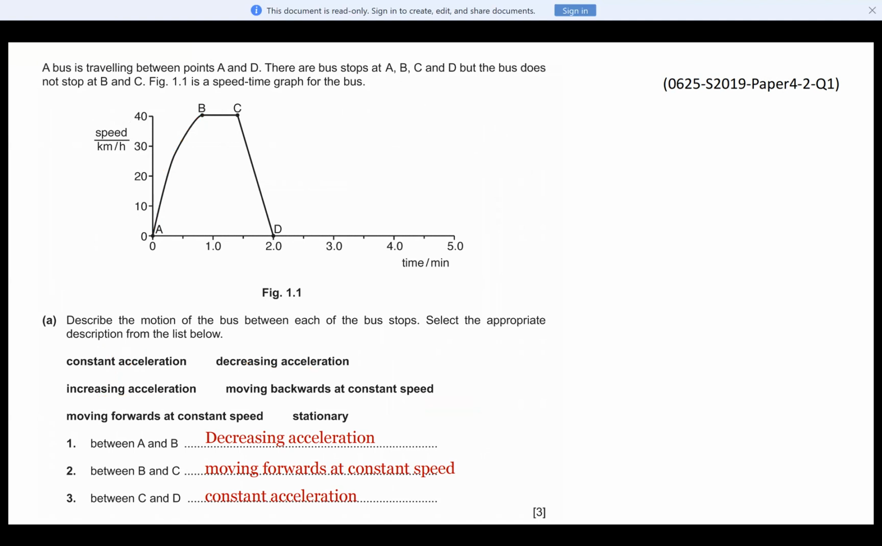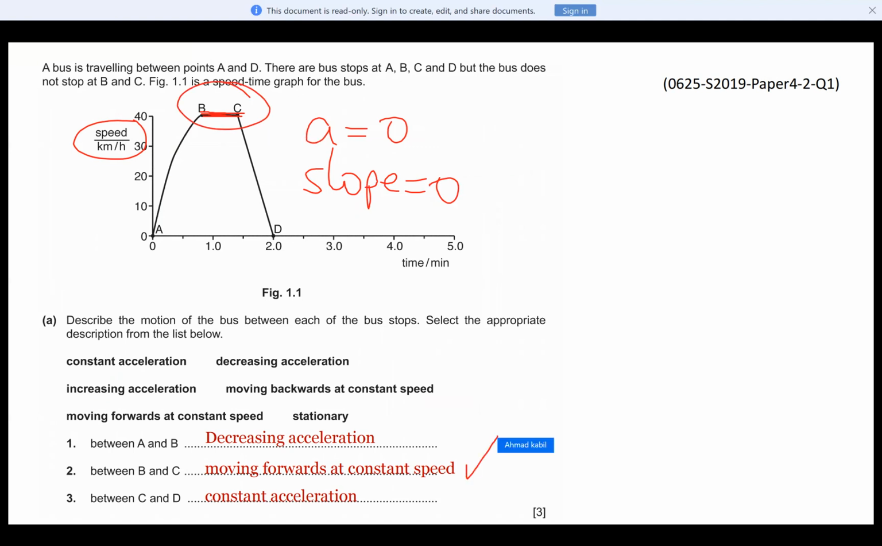Now let's look at B and C together. B and C, we have here constant speed or zero slope. So acceleration is zero, the slope is zero because it's a horizontal line. And therefore, the speed is not changing. So we're going to write moving at a constant speed as the correct answer.